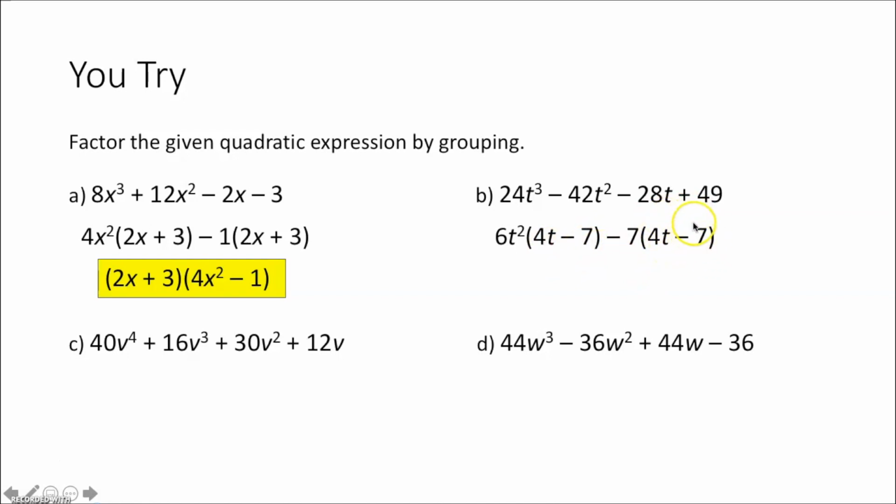Now we take that common binomial expression, 4t minus 7, we put that in front, and in the second set of parentheses, we put our GCFs, 6t squared minus 7.